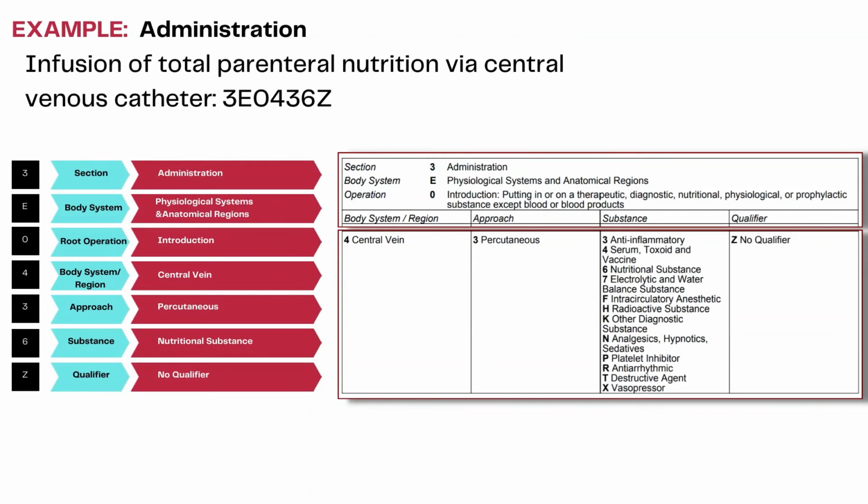And this is another example of total parenteral nutrition, which is coded to the administration section. Okay, in this case, the substance type is nutritional substance.